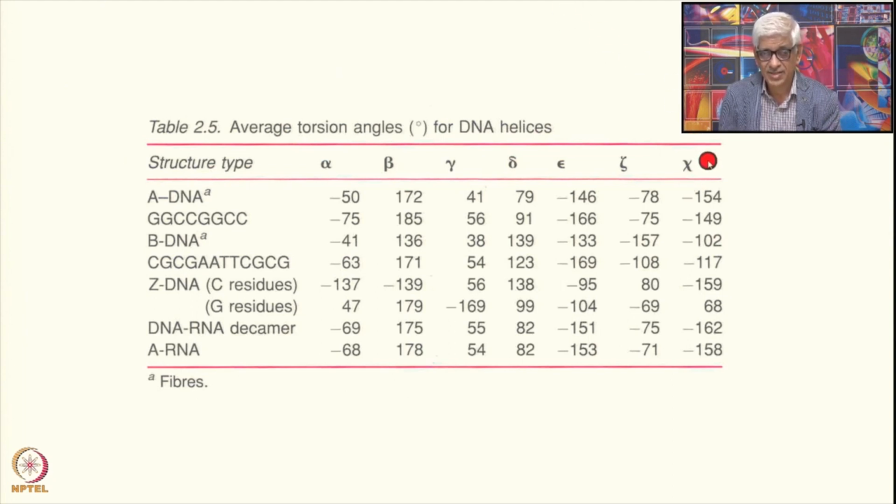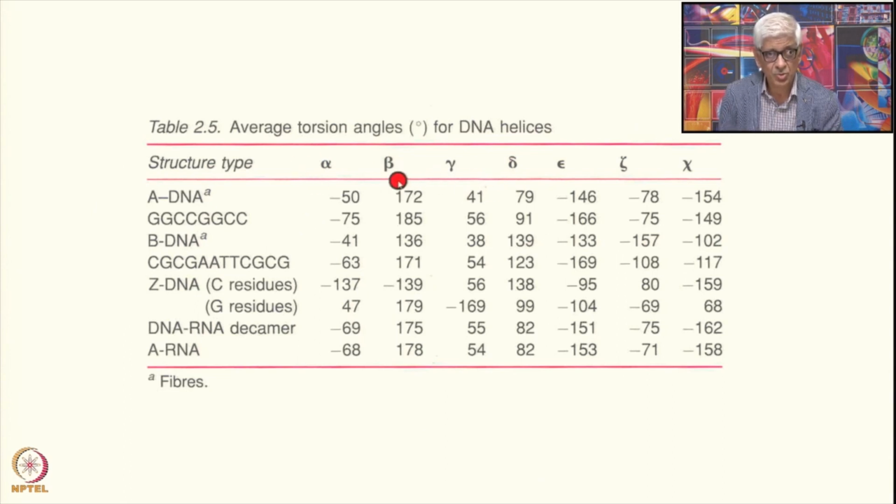Sugar ring to the base, that is the C1 prime nitrogen bond. The torsion angle around that bond defines the orientation of the base with respect to the sugar ring, and that angle is called the chi torsion angle. And you notice here these have certain typical ranges of values, by and large.